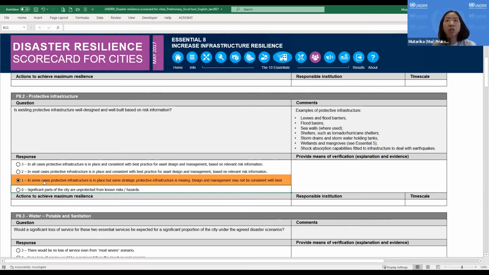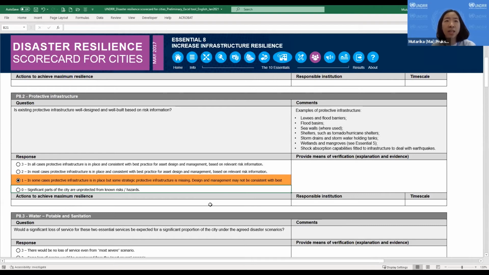And of course, when you are doing this in a city setting, you'll get different opinions from different officials, so you may have different interpretations of the answer. This is where you can use that as an opportunity to discuss among yourselves, share information, and arrive at a common understanding. And if you have a chance, please take a look.